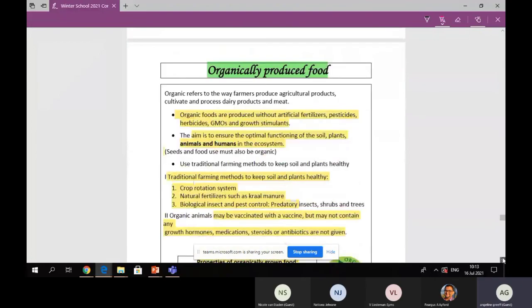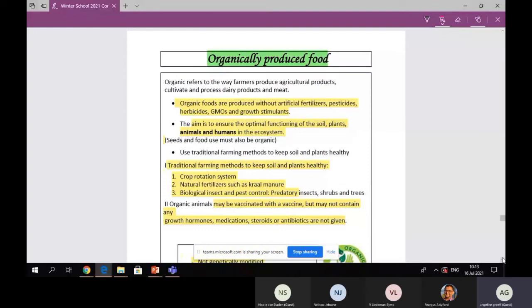So when we look at genetically modified foods, we know that organically produced foods are the opposite. That's the opposite of genetically modified food, because here the food is being produced naturally. Okay. So you need to know what this is. It is produced without the use of artificial fertilizers, pesticides, herbicides, GMOs and growth stimulants.